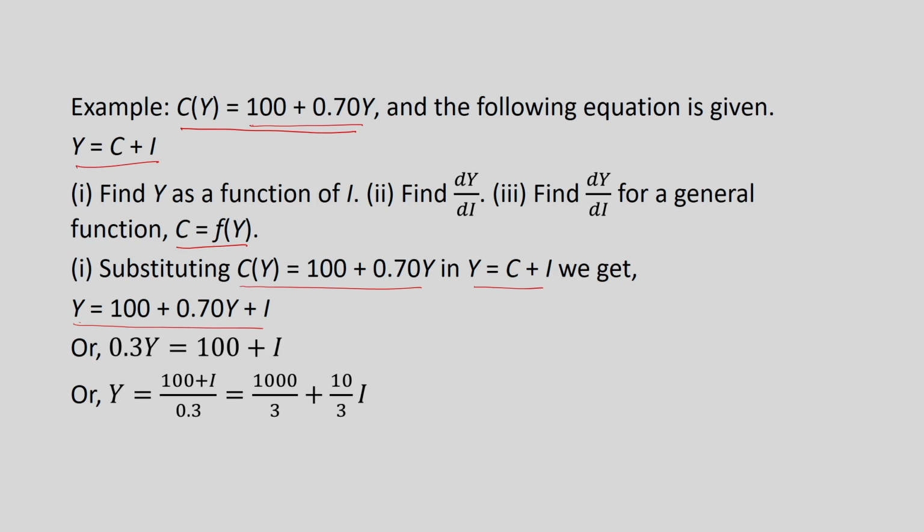So, then I have to find out y as a function of I. So, what do I do? I take y to one side, therefore, I will get on the left hand side 1 minus 0.7 is 0.3, 0.3 y is equal to, on the right hand side you have 100 plus I. So, therefore, I divide both sides by 0.3 and I will get this particular expression for y. Y is equal to 1000 divided by 3 plus 100 divided by 3 multiplied by the investment I.